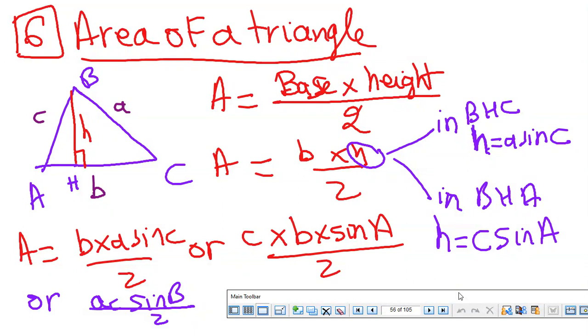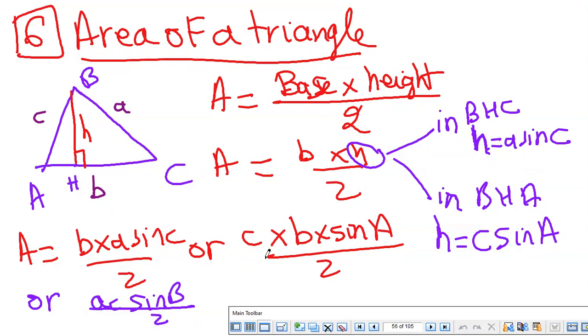If I want to take here, for example, this base and this height, so I have my base is b times the height h over 2. Now I can calculate h in two different right triangles, in BHC or in BHA. If I take it in BHC, I will take sine, opposite over hypotenuse. So h is going to be a sine c, and if I take it here, h is going to be c sine a. So I can have two formulas for the area of the triangle.